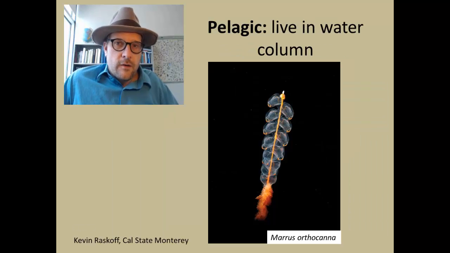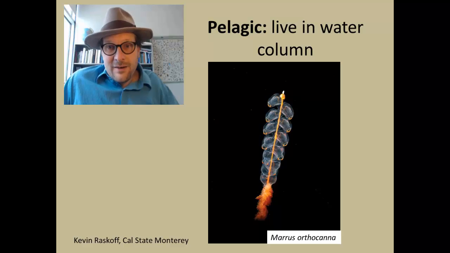Pelagic organisms, on the other hand, are ones that live in the water column. Pelagic often means they're floating around in the water column. They don't necessarily have to be swimming, they just are floaters. And this is an example of a cnidarian.